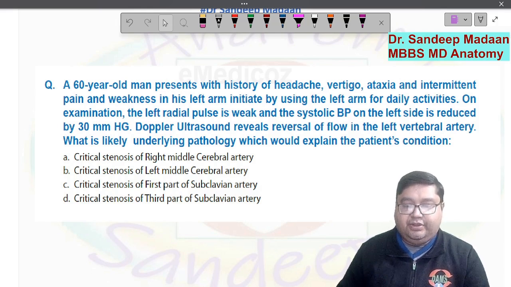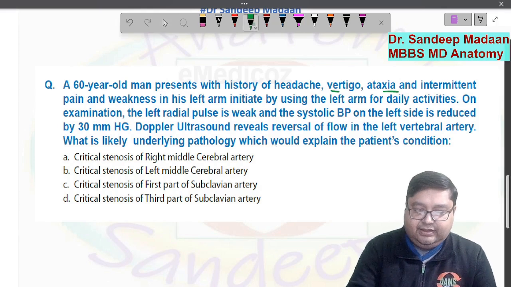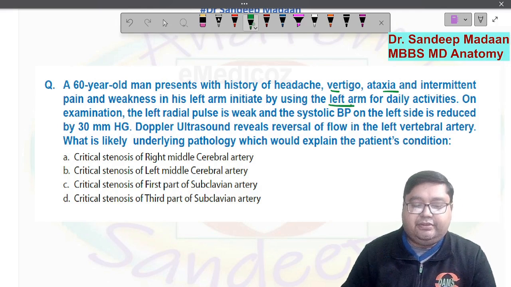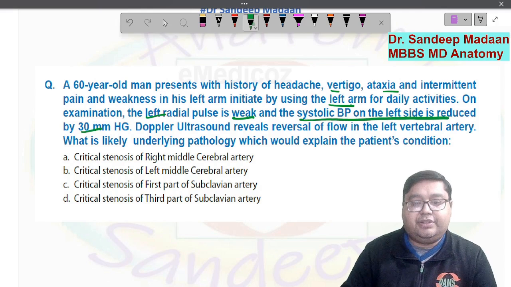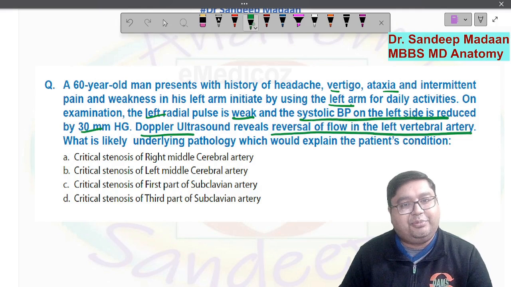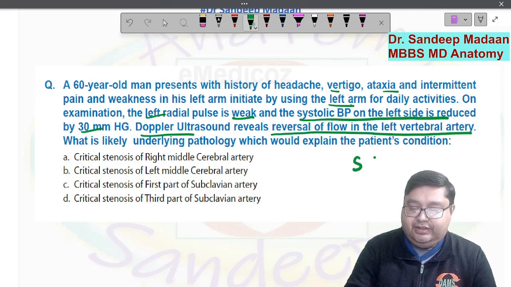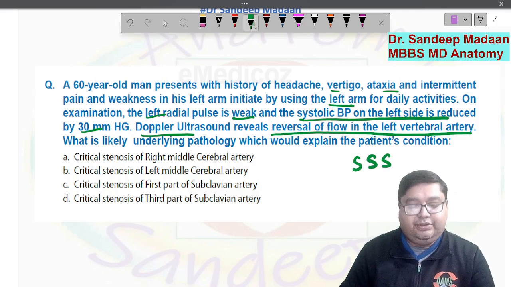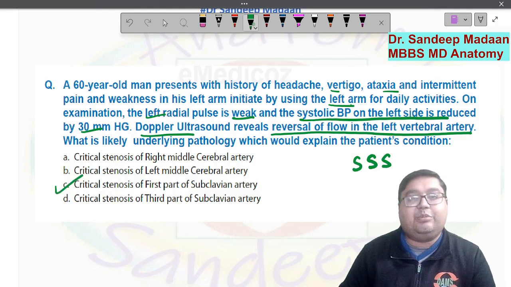So the features given over here are all neural features. Okay, headache, vertigo, ataxia, and all these neural features are initiated by using the left arm for daily activities. Radial pulse on the left side is weak. Left systolic BP is reduced by 30 mm of Hg. And Doppler ultrasound reveals reversal of blood flow in the left vertebral artery. All the given points tell the diagnosis, that is subclavian steal syndrome. And now where will be the blockade? It has to be critical stenosis of the first part of the subclavian artery.